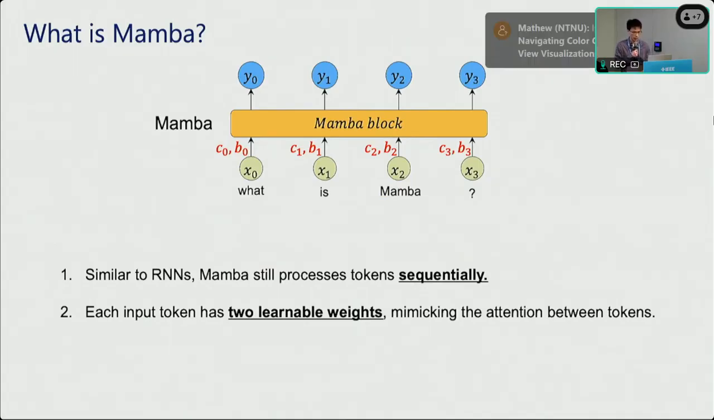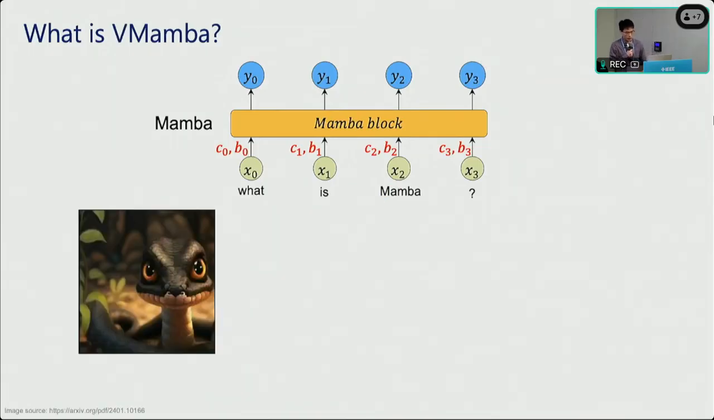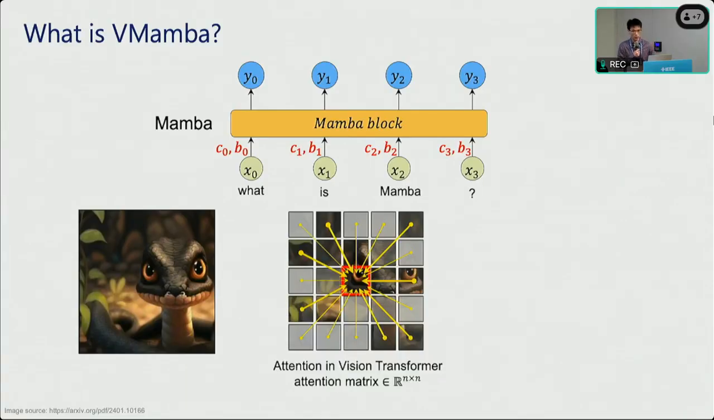With this, let's directly jump into vision Mamba, which is short for V-Mamba. So similar to vision transformer, we also divide the image into a lot of smaller patches, and those patches will be chained into a 1D sequence and fed into the Mamba model. So in vision transformer, we learn an N by N attention matrix, which tells the attention strengths between all possible pairs of image patches.